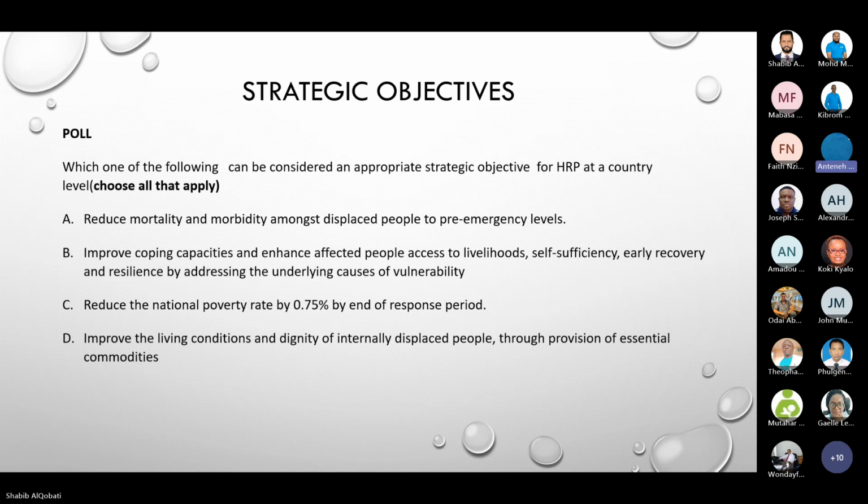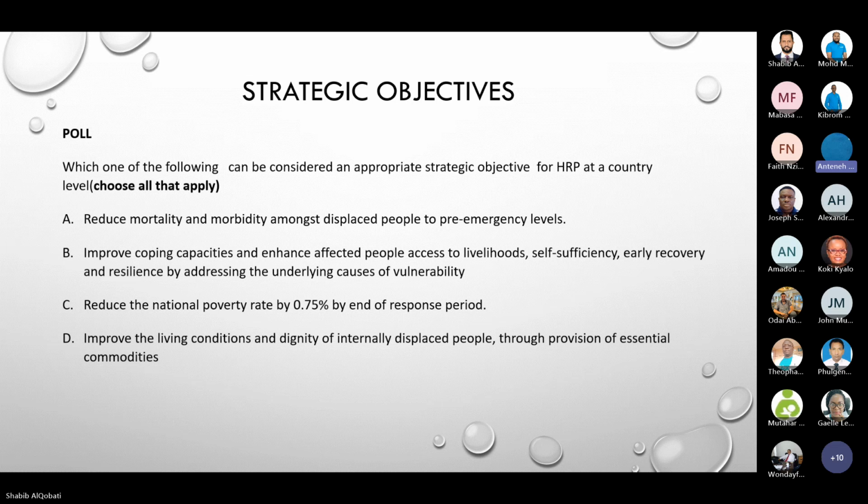Okay, since the majority of you have already responded, we can end the poll. So there are 4 options. One talks about reducing mortality and morbidity. The second option talks about coping capacities and enhancing affected people's access to livelihood, self-sufficiency, and early recovery related needs, and of course it talks about resilience. The third option talks about reducing national poverty by 0.7% by the end of the response period, meaning usually the response period is 1 year. And finally, improving the living conditions and dignity of internally displaced people through provision of essential commodities.